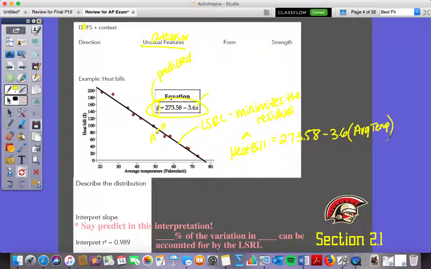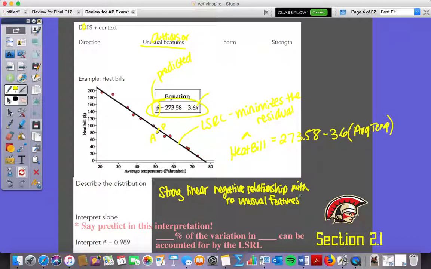How would you describe this in context? There is a strong linear negative relationship. Strong, linear, and I wouldn't even say it's fairly linear. It's linear. Negative relationship with, do I have to say with no outliers? With no unusual features or outliers. Between heat bill and average temperature. As it relates to average temperature to heat bill.